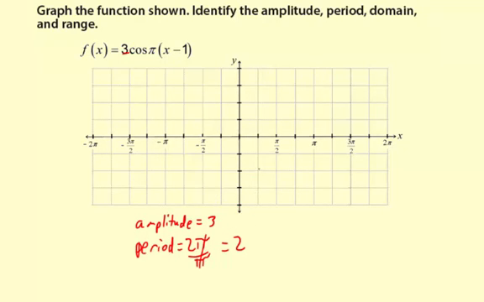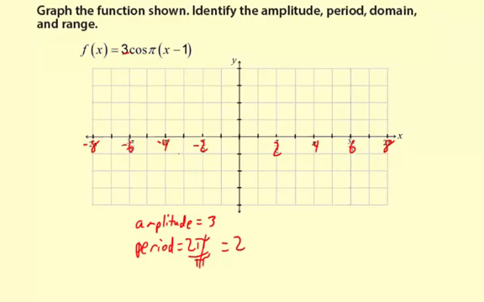Okay, so what I'm going to do is change these labels on the x-axis. Instead of π/2, we'll have 2, then we'll go 4, 6, 8, and negative 2, negative 4, negative 6, negative 8. I'm changing these because the period isn't going by π, it's going by integers. We want integers to be represented on the x-axis.